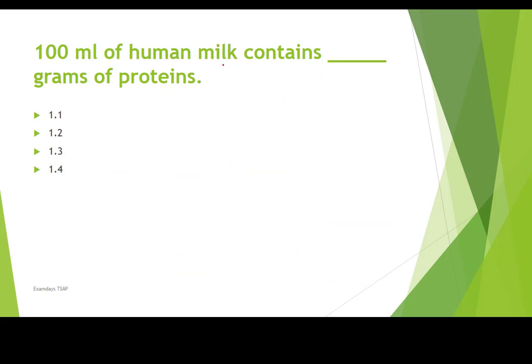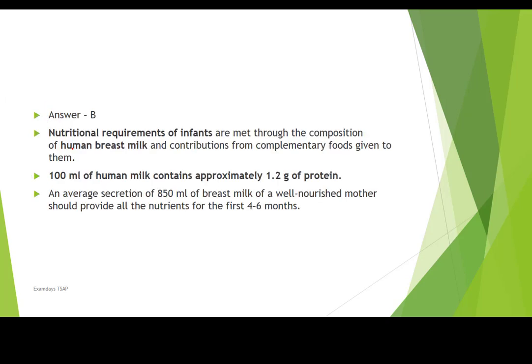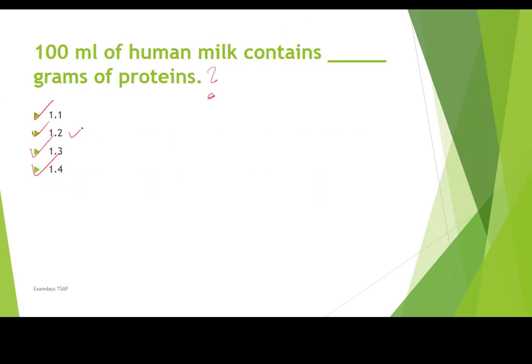100 ml of human milk contains dash grams of protein. Options: A 1.1, B 1.2, C 1.3 and D 1.4. Your options follow the order of a mathematical series, 1, 2, 3, 4. So in that, you understand the first two in the series, 1, 2, and in between you just put the point, it is 1.2.